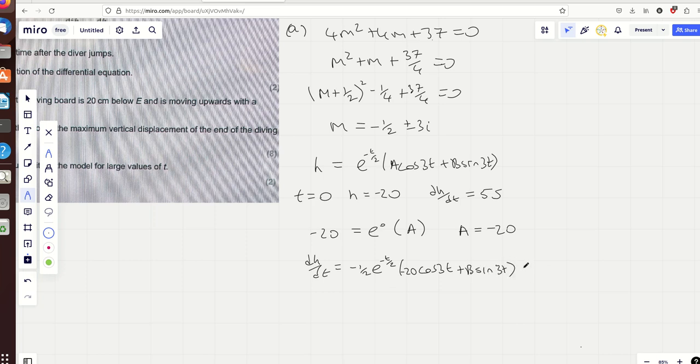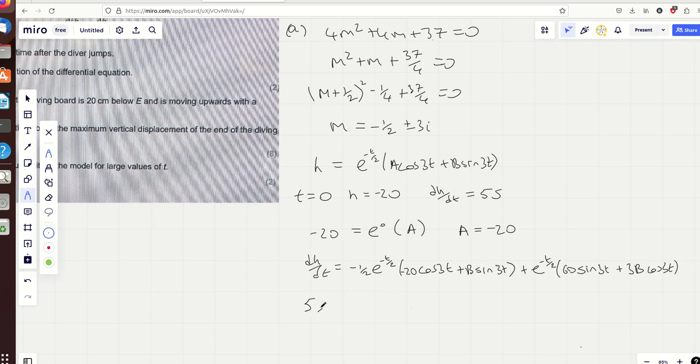But now I'm going to do it the other way around. I'm not going to differentiate this, but I'm going to differentiate the brackets. That's going to give me 60 sin 3t plus 3b cos 3t. And then we plug our conditions in again.